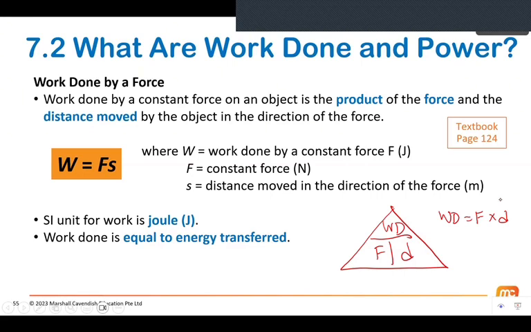Okay, just take note that work done and moments have the same formula. Moments is also force times distance, just that moments is force times the perpendicular distance between the force and the pivot, while for work done, it is force times the distance moved in the direction of the force. So the distances used for both formulas are slightly different.